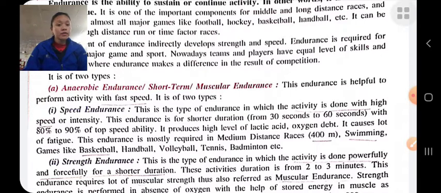In short-term endurance, there are two types: speed endurance and strength endurance. In speed endurance, we do the activity with high speed and the duration is short. The duration of the workout is about 30 to 60 seconds, and our intensity, our speed, is 80 to 90% of the top speed ability.